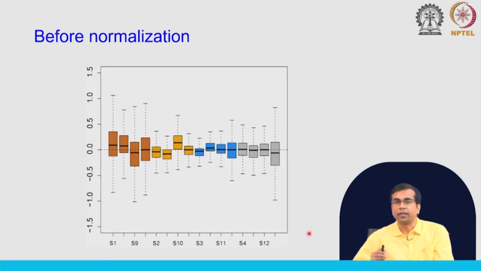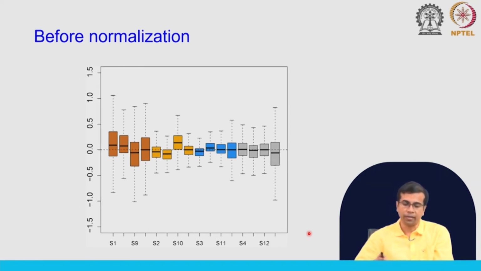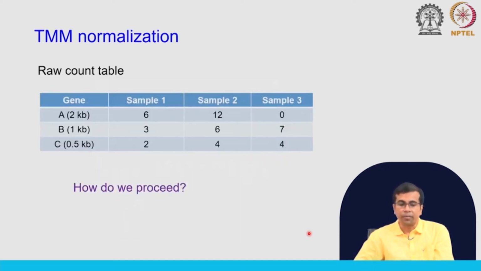All right, so let's again go back to the example. This is the real data set. Before normalization, this is the distribution. These are the distributions for the 16 samples that we have, and this is after TMM normalization. You can see that the medians become identical, and the values come close to each other. Okay, so we have seen this.